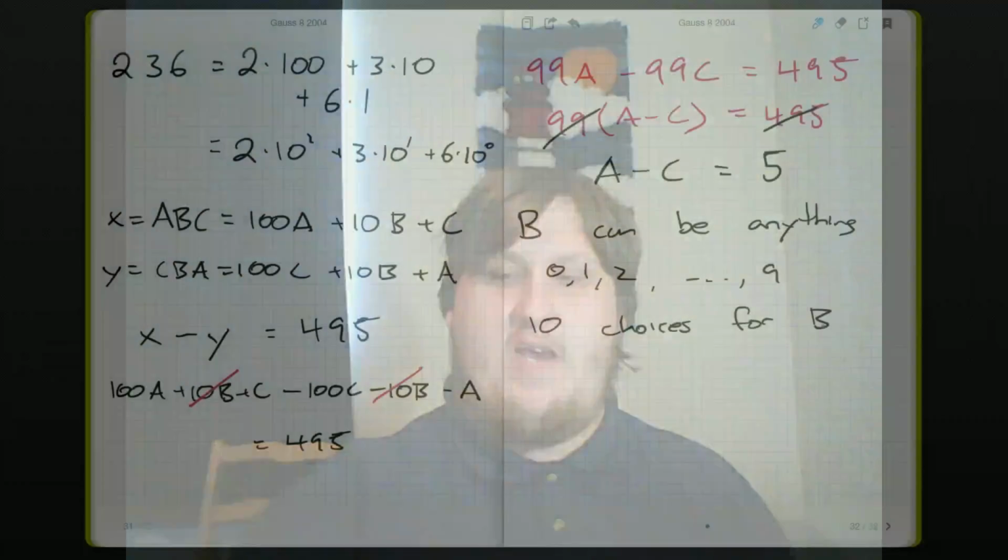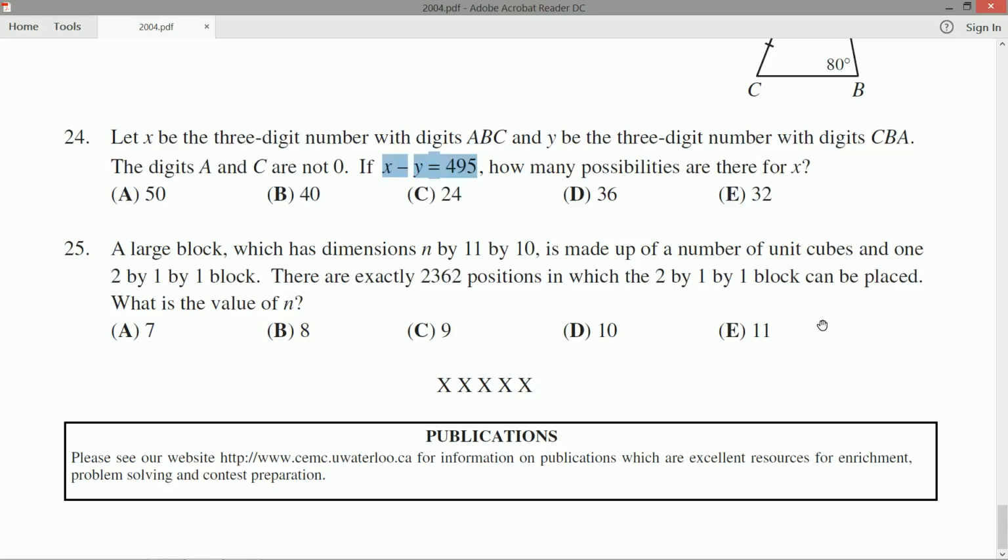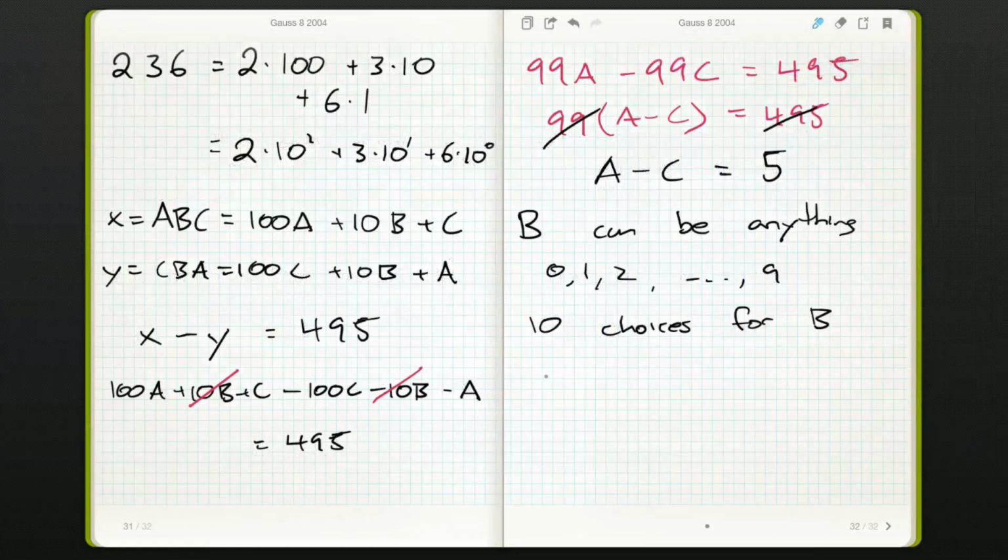So actually, I think what we've done, if we go back to the original thing, we've narrowed it down to we just need multiples of 10 here. So I think the answer will either be 50 or 40, depending on how many pairs AC we can get. So that's kind of nifty. So AC, we need to have A minus C equal to 5. So we could have, well, we can't have 5, 0, because C can't be 0. So this one's right out.